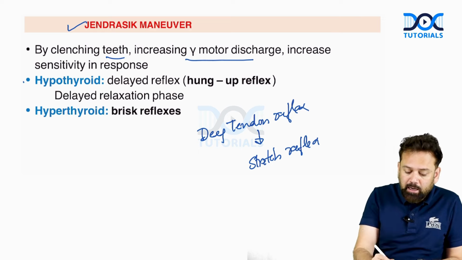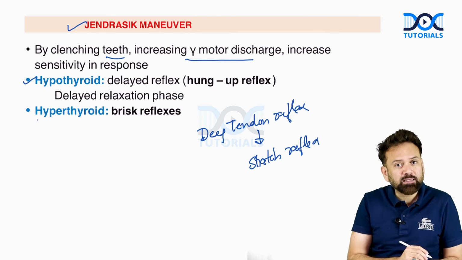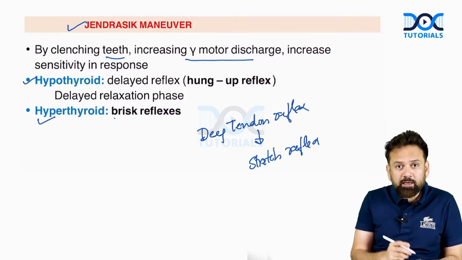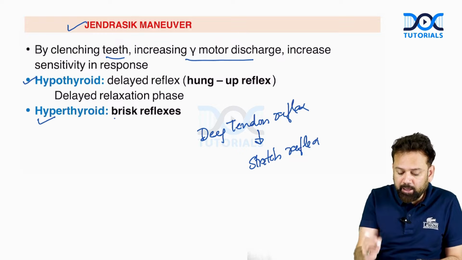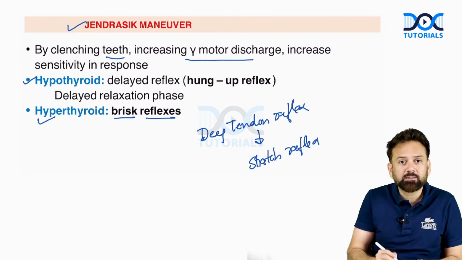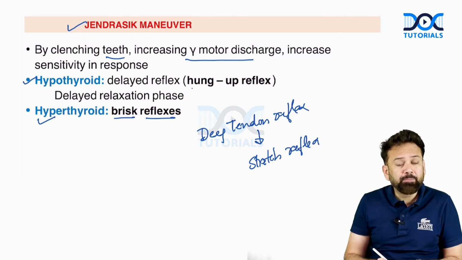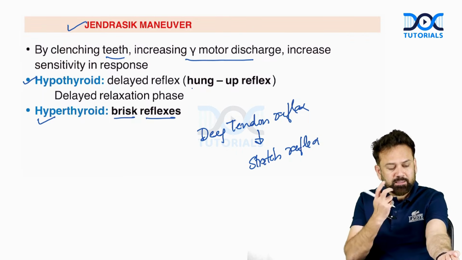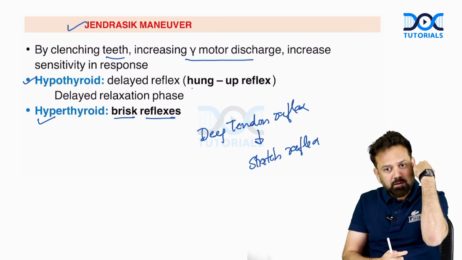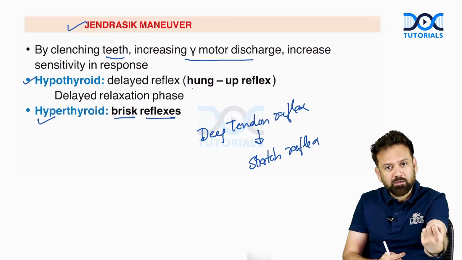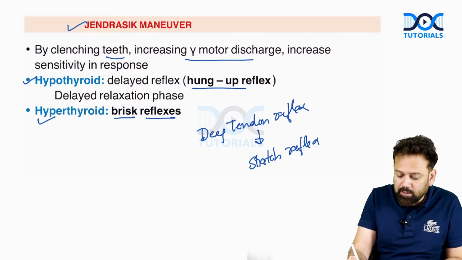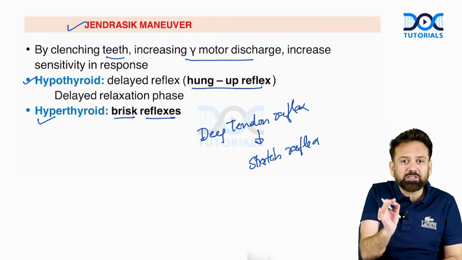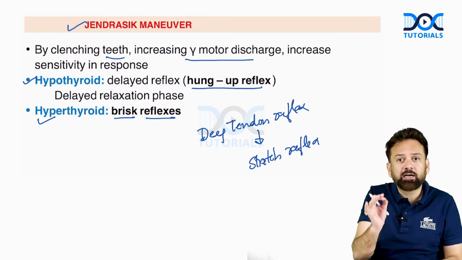Okay. Now in hypothyroid, BMR is less. In hyperthyroid, BMR is high. That is why in hyperthyroid, we have brisk reflex. In hypothyroid, BMR is less, so we have a delayed relaxation phase. See, contraction, delayed relaxation. It is called hung up reflex. So hung up reflex is characteristic of hypothyroidism.